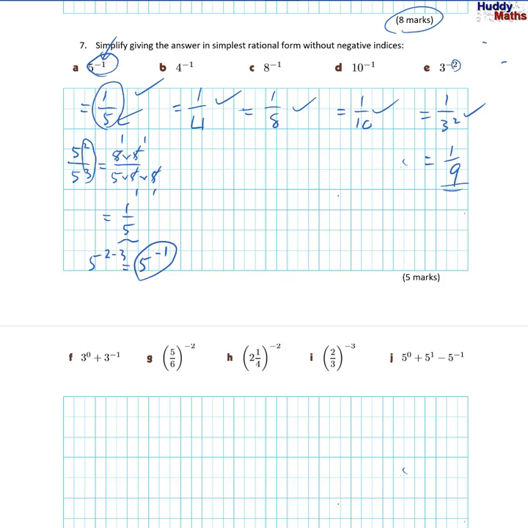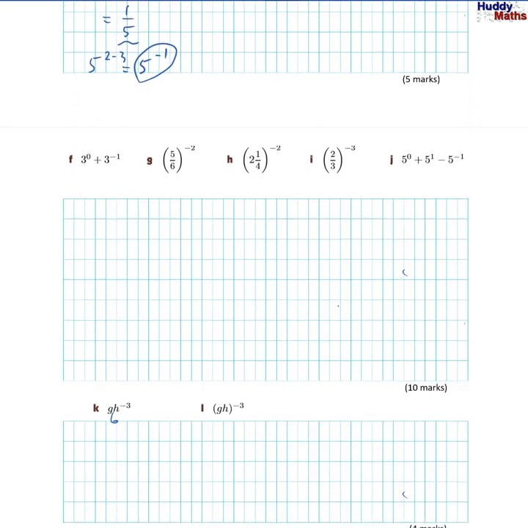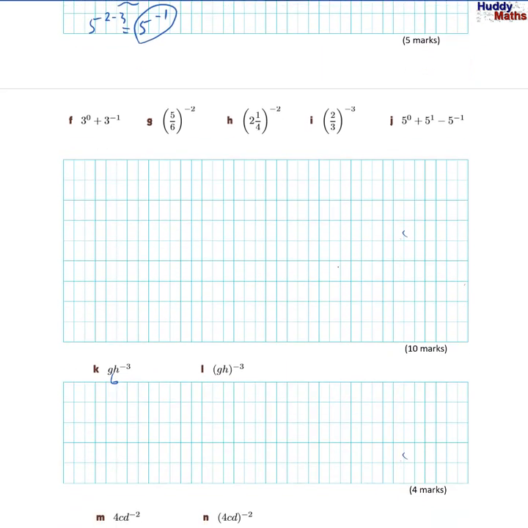Okay, so how did you go there? Let's go down and have a look at the last few parts here. 3 to the naught, mixing it up now, plus 3 to the neg 1. 3 to the naught is 1, plus 3 to the neg 1 is 1 over 3. So you could call that 1/3 or 4 over 3, as a mixed number or as a fraction. So here, the marking is 1 for each of those.